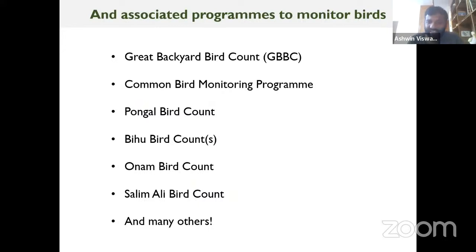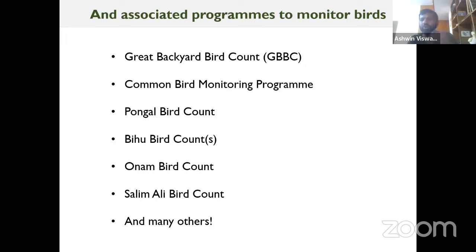And again, in the years following 2014, there are many programs that have sprung up to monitor birds. Some of you would have heard of the Great Backyard Bird Count. There's Pongal Bird Count, Bihu Bird Count. There's a common bird monitoring program. So there are many citizen science initiatives that have come up since then. So I hope the history of citizen science is somewhat clear in India.